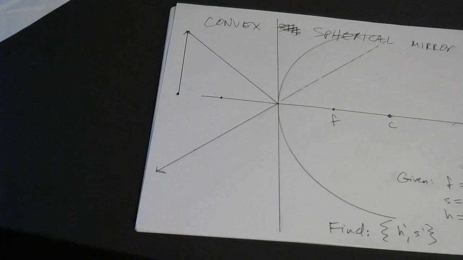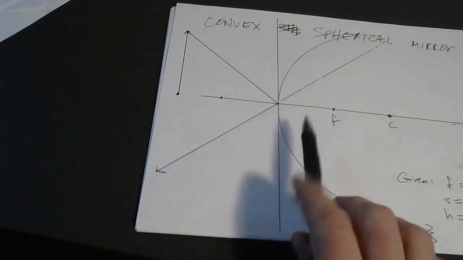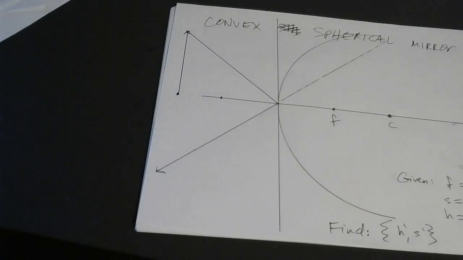Security mirrors in 7-Elevens, for instance, if you walk into a convenience mart, you see those big circular mirrors mounted in the corner of the room where you can see almost the entire room. Everything's just reduced in size. That's a virtual image formed by a convex spherical mirror.